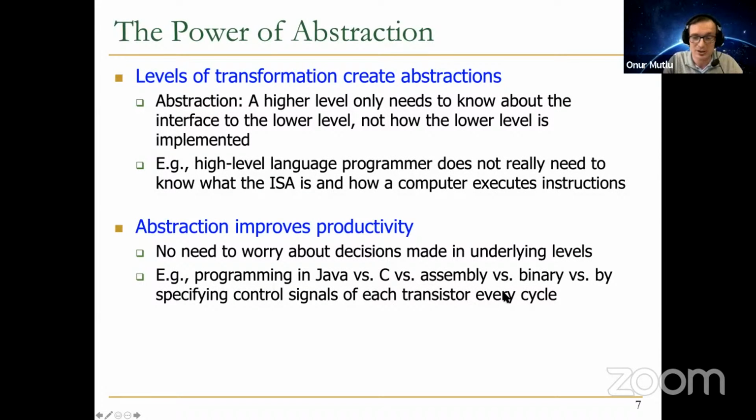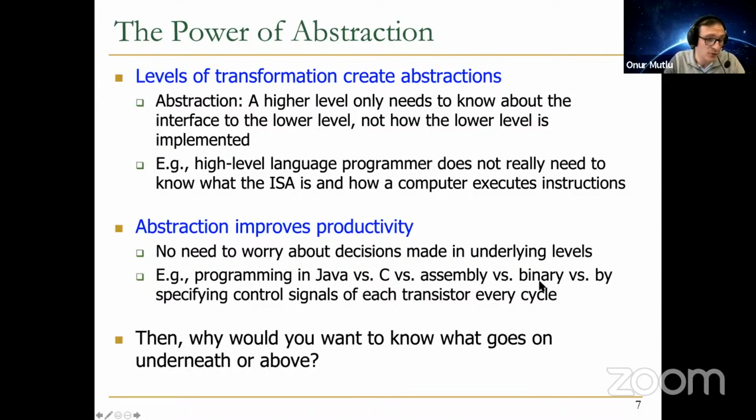And we're going to do a lot of this in this course, basically, a lot of the lower level parts, assembly, binary, and control signals, as we talk about microprogramming, for example. But clearly, higher levels enable you the abstraction so that you don't need to think about what's going on in the lower levels.